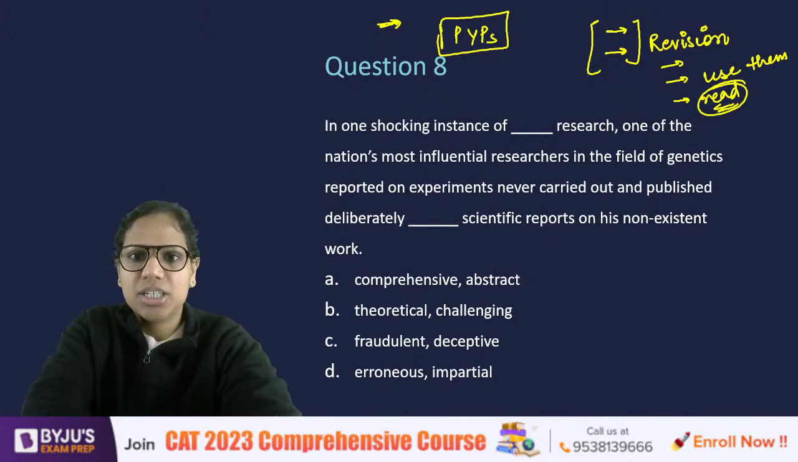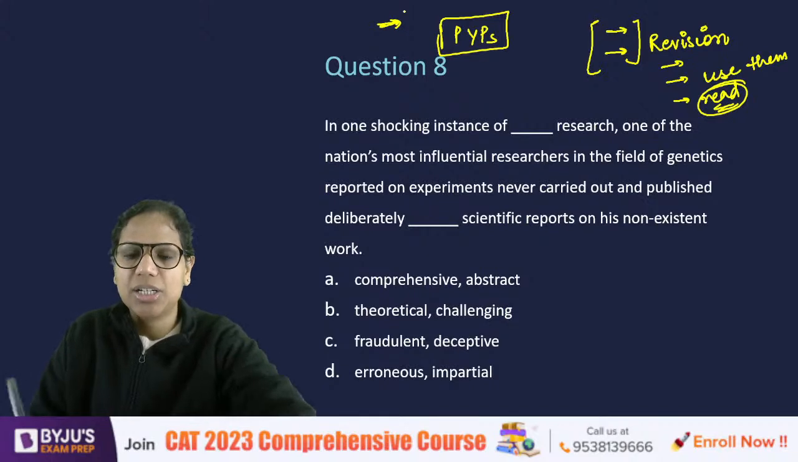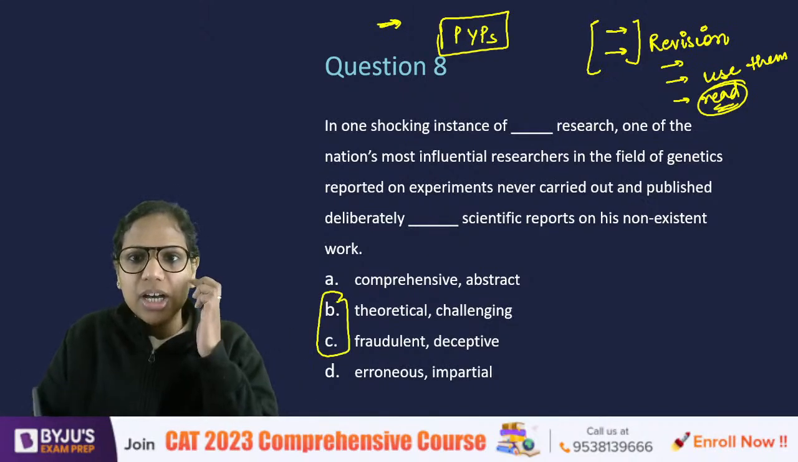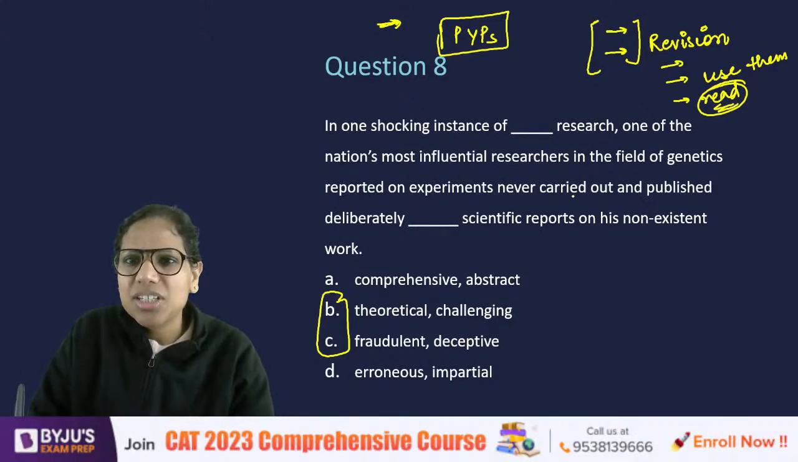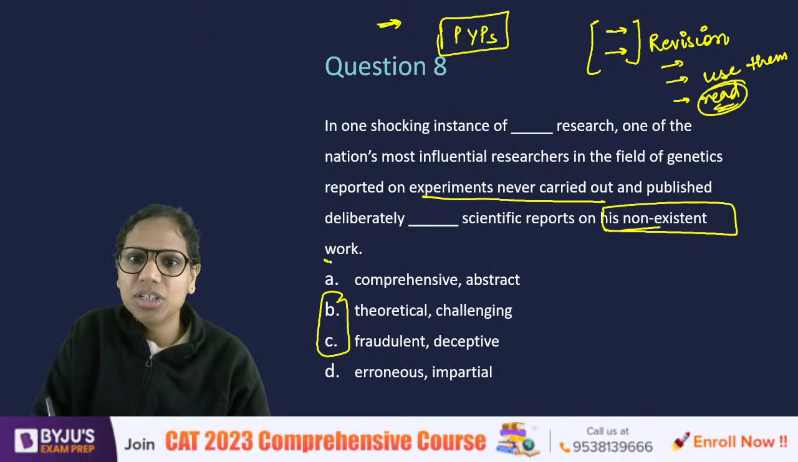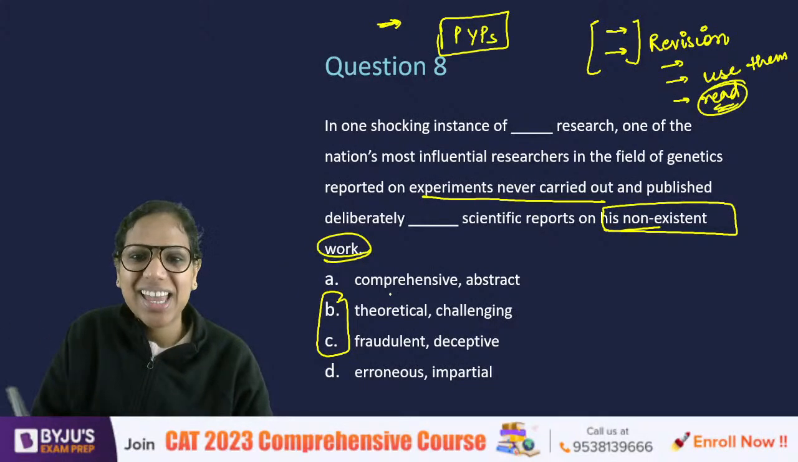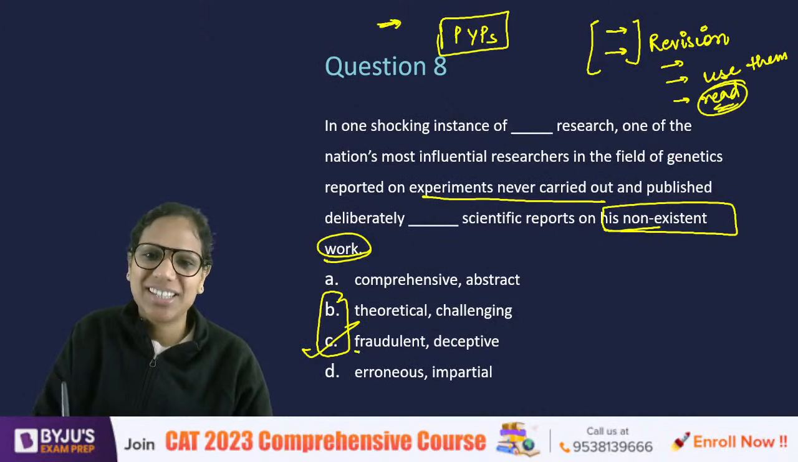All right. C versus B. That's what I've got. Of course, this person has done something that's shady. Experiments never carried out and published deliberately, dash, scientific reports on his non-existent work. The work was not done at all. It's a clear case of fraud. So C is the only one that fits here.